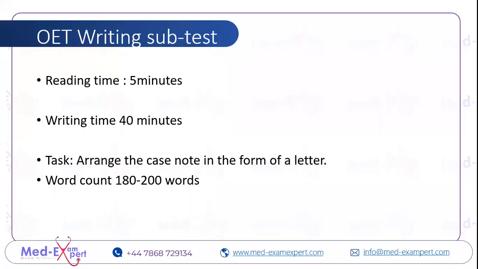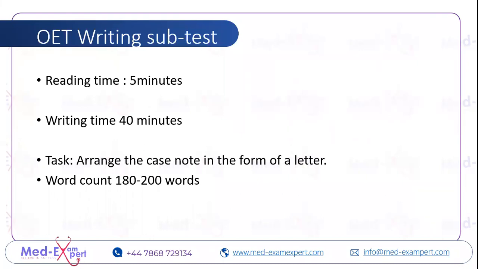Okay, so first of all, the writing subtest is of 45 minutes duration. The duration, format, organization, and structure everything remains the same for all the professions. So it lasts for about 45 minutes, in which the reading time is 5 minutes and the writing time is 40 minutes. Your task is to arrange the case notes given to you in the form of a letter. And this letter is a formal letter. So you have to be very careful that you are organizing and writing a formal letter to another person.